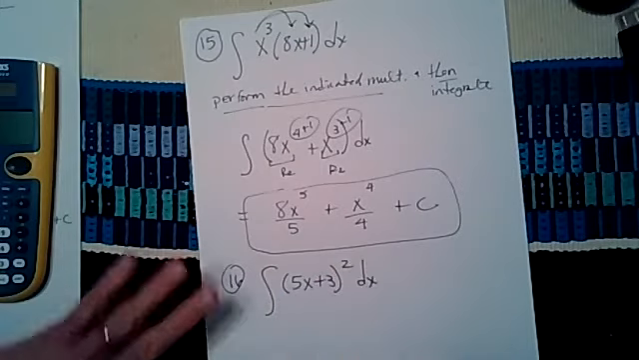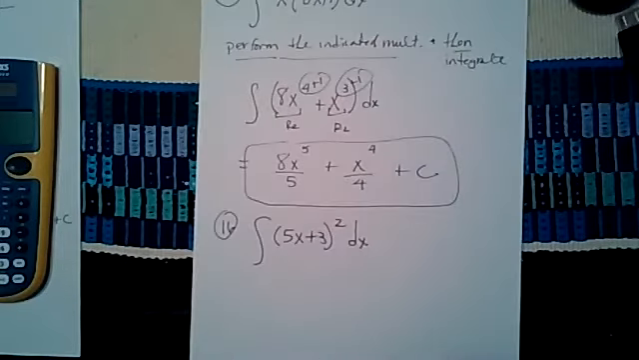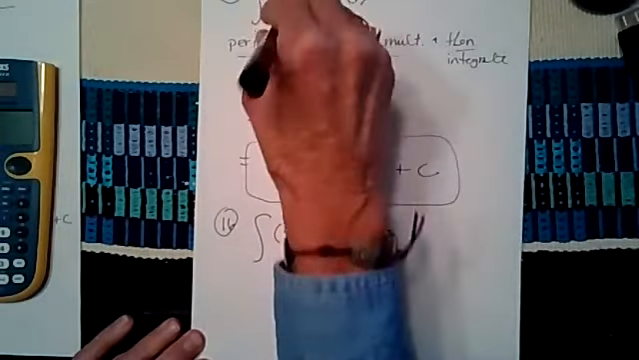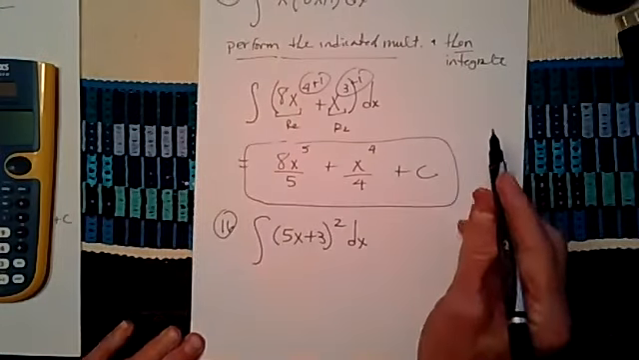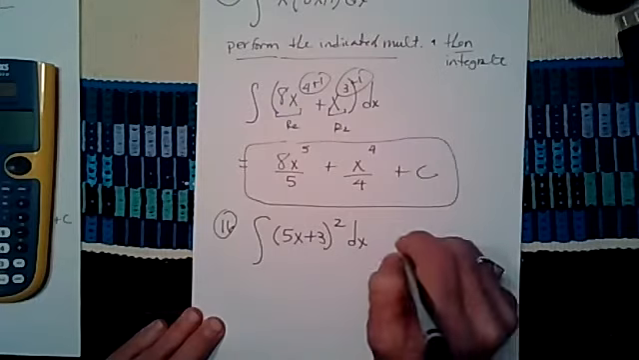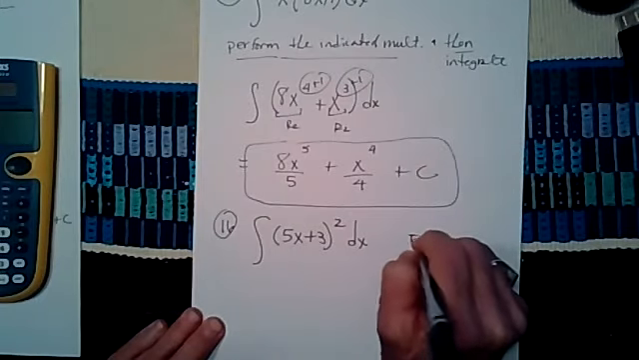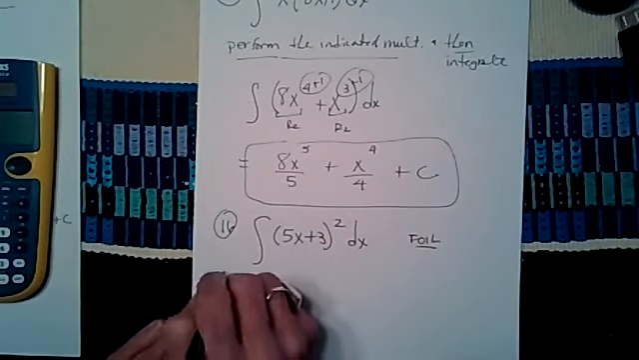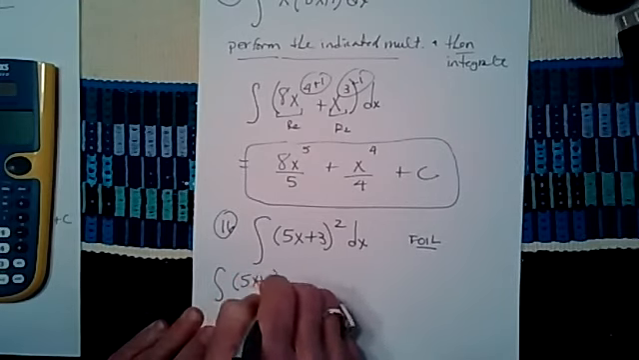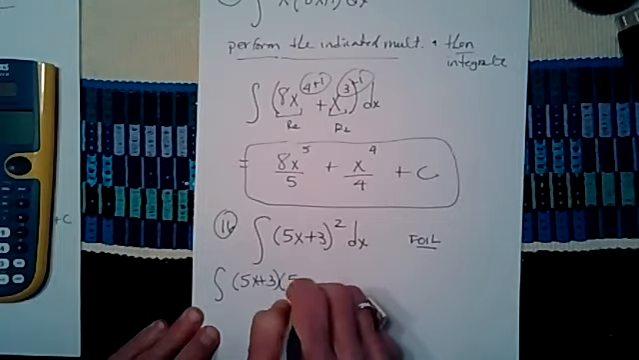And we don't have, we will in 6.2, but we don't have a chain rule or undoing a chain rule or anything like that. So we have to figure out what we're going to do. And it says perform the indicated multiplication and then integrate. Okay, so what's my multiplication? FOIL. So that is the integral of 5x plus 3 times 5x plus 3.